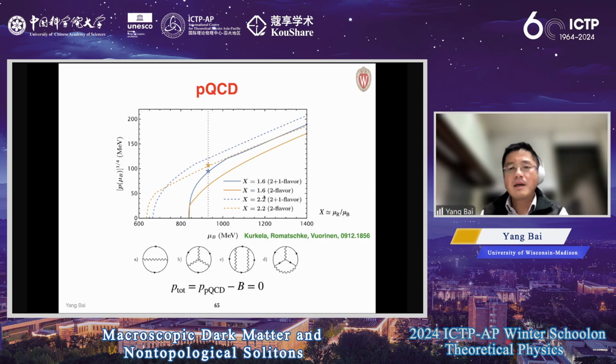Here, just to give you an idea, it depends on another parameter, X. Probably everybody knows that for the QCD gauge coupling running, you need to specify the renormalization scale, here mu_R. So here we define a parameter, the renormalization scale divided by the baryon chemical potential. Here you can see a slightly different renormalization scale depending on 2 flavors or 2 plus 1.